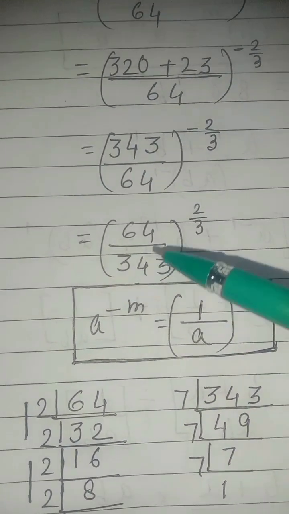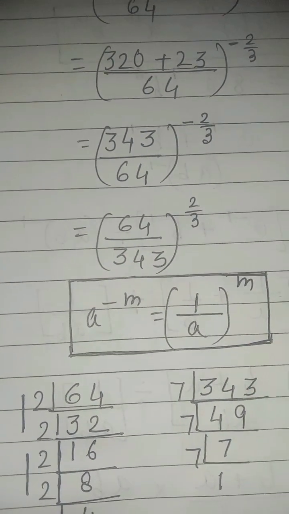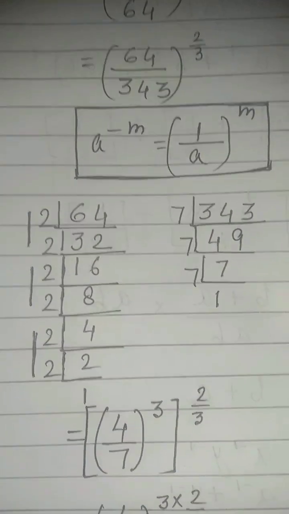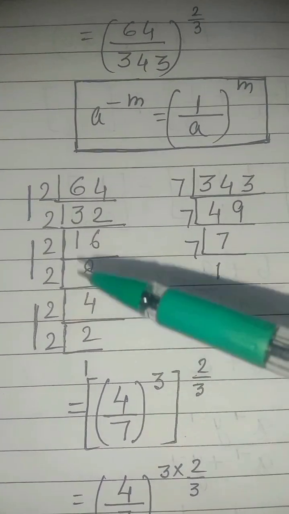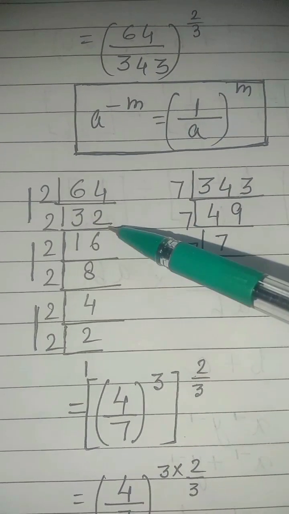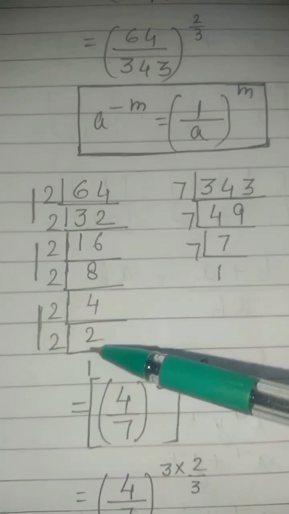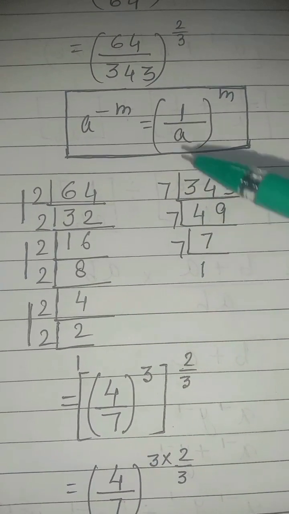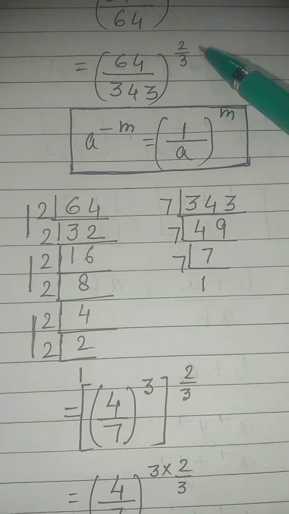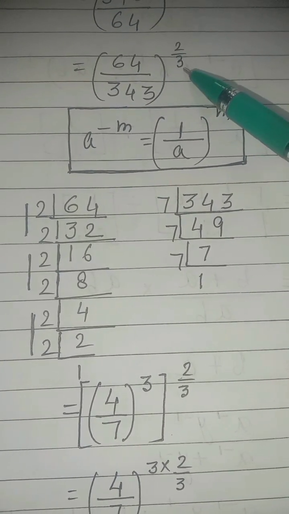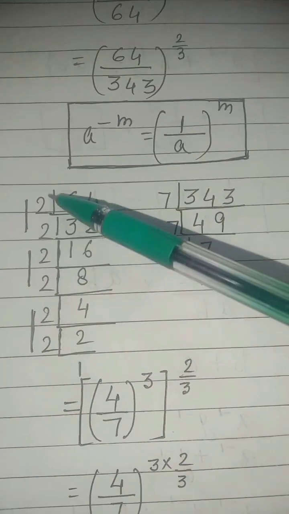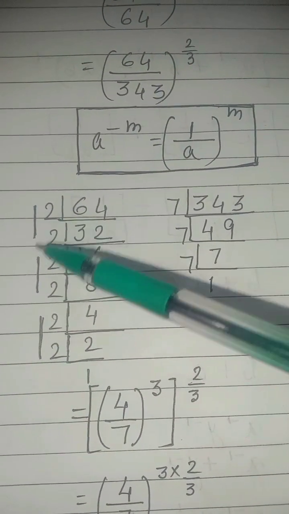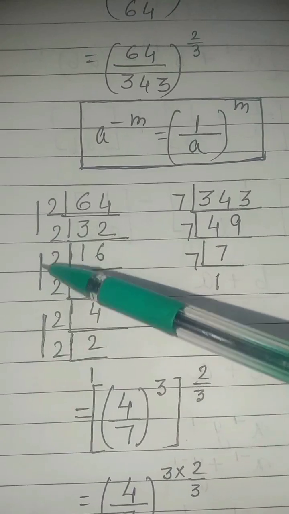Now we have to do the prime factorization of 64 and then 343. So what we'll do here, as you can see, 64 is 2 times 32, 2 times 16, and in this way we have done. And 343 also, it's 7 three times. So since here the power is 2/3, that means in the denominator it's 3. So we'll try to make 3 pairs here, because here 2 came 6 times. So to make 3 pairs, we have drawn a line.